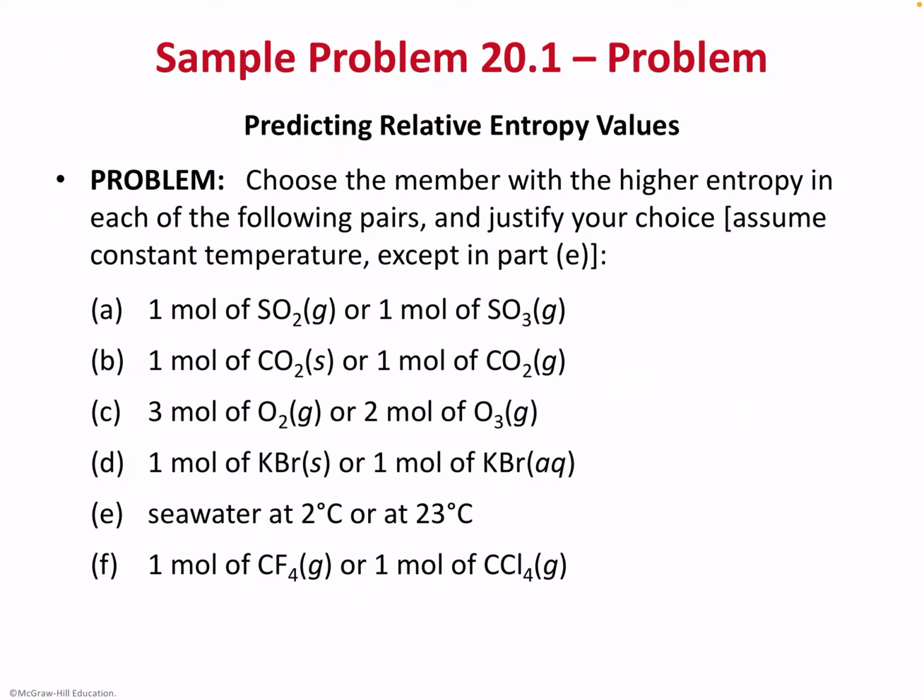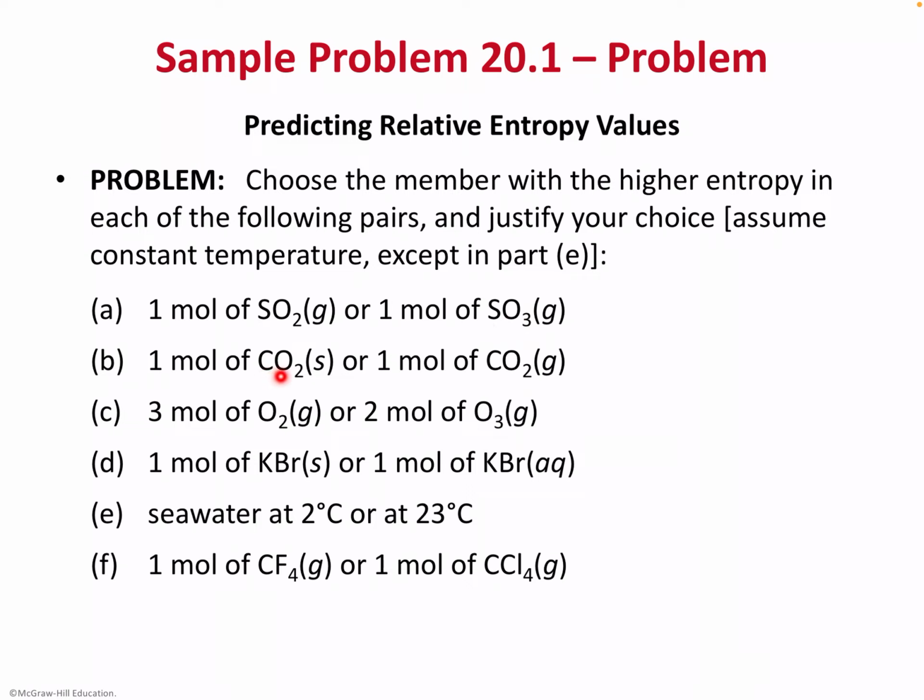Now we have some questions. Choose the member with the higher entropy in each of the following pairs and justify your choice. One mole of sulfur dioxide gas or one mole of sulfur trioxide. Which one do you think would have a higher entropy? One mole, one mole. And SO2, SO3. SO3 is more complex. It has one more atom than this one. So it would be SO3.